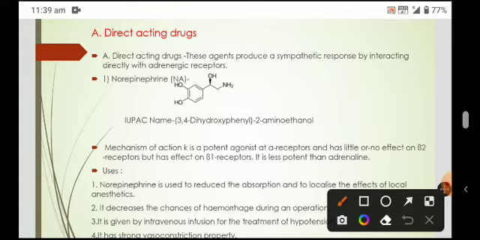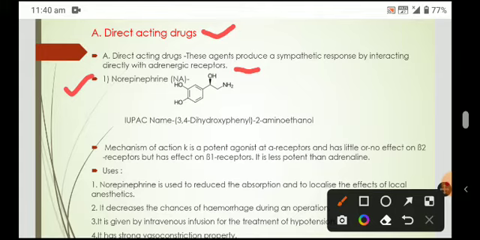One by one we will see the important drugs from each category. The first one is the direct acting drugs. The direct acting drugs produce the sympathetic response by interacting directly with the adrenergic receptors. On the basis of the name, they directly interact or bind with the adrenergic receptors and show their response. The first drug from this category is norepinephrine or noradrenaline.